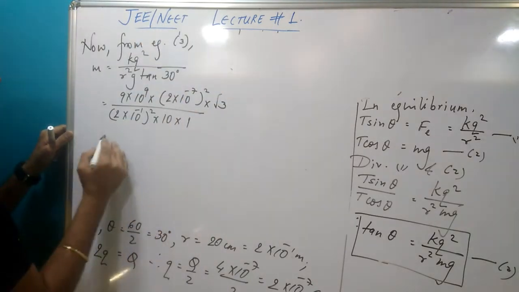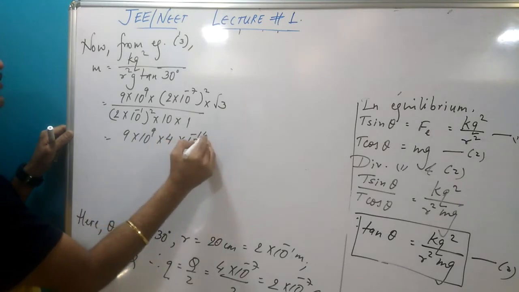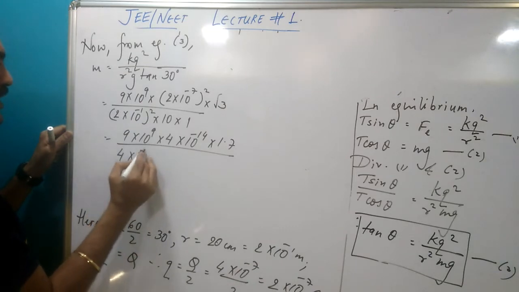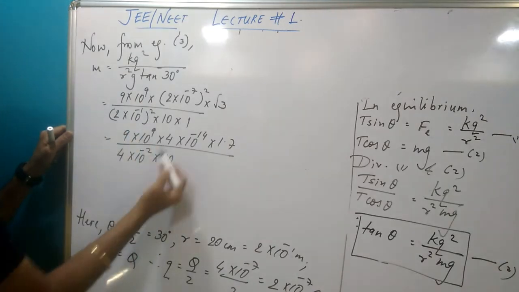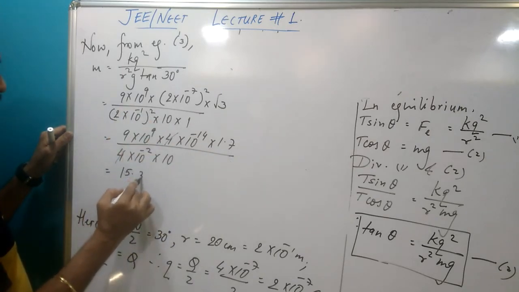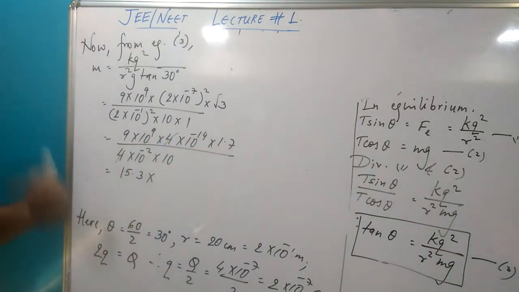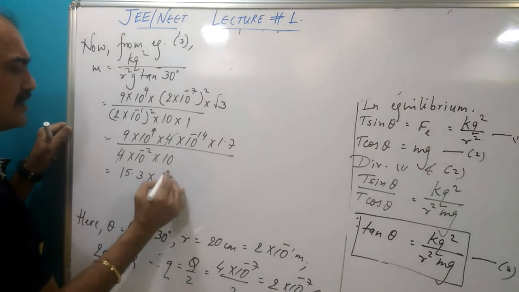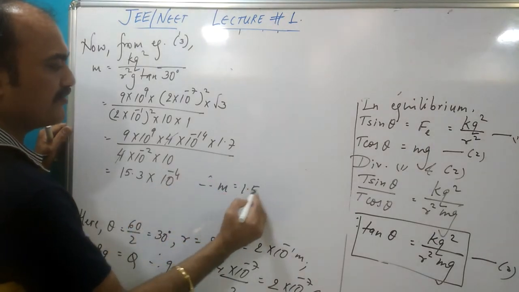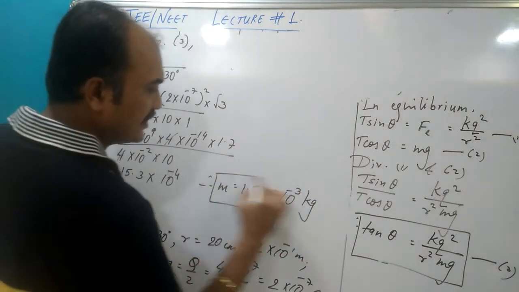So root 3 goes up. Let me open brackets. 4 into 10 raised to minus 14. Root 3 is 1.7. And this is 4 into 10 raised to minus 2 into 10. 4 goes away. 17 9s is 15.3. 9 minus 14 is minus 5. Minus 5 plus 1 is minus 4. So your mass comes out to be 1.53 into 10 raised to minus 3 kg.